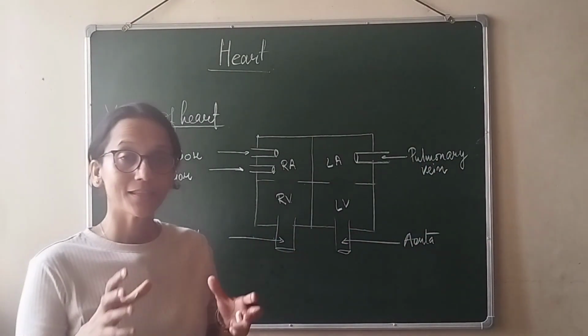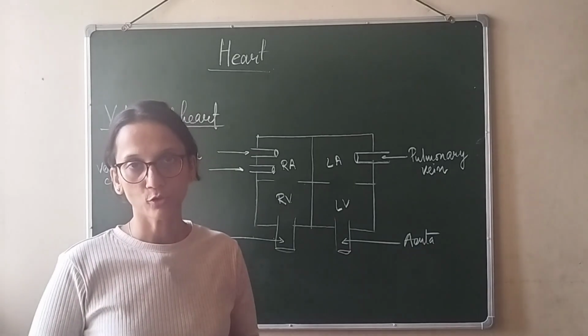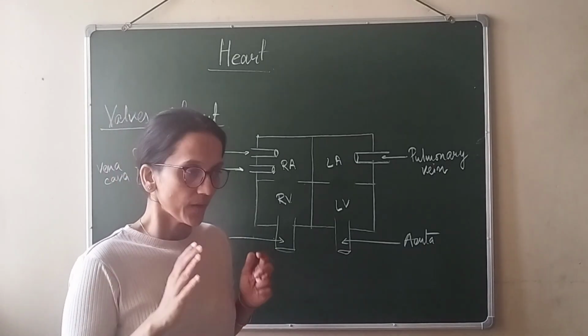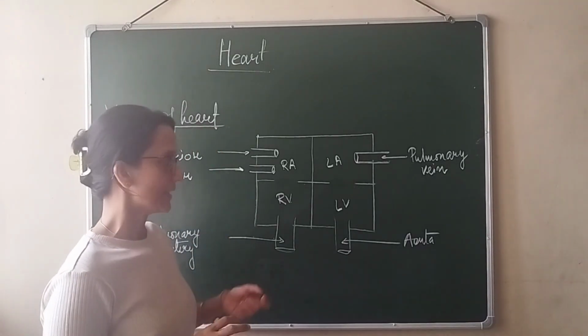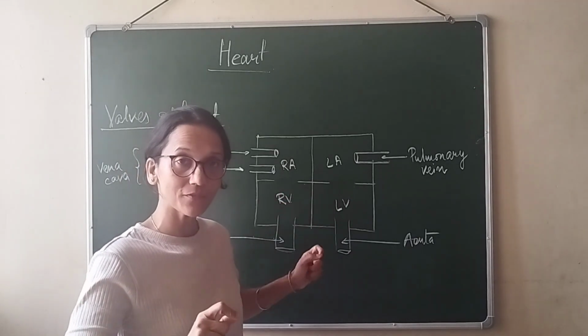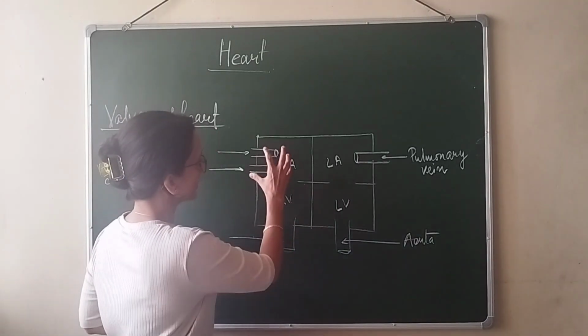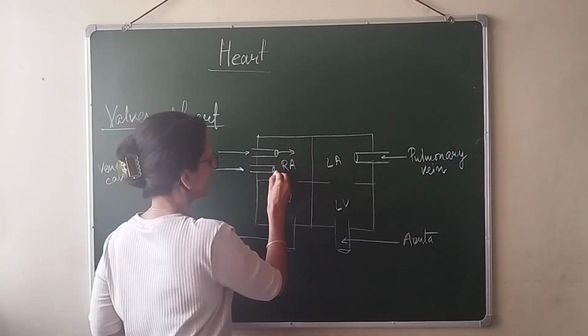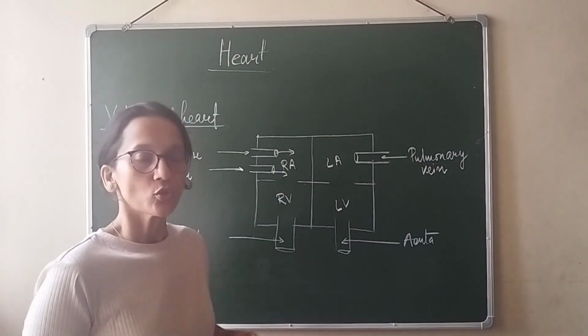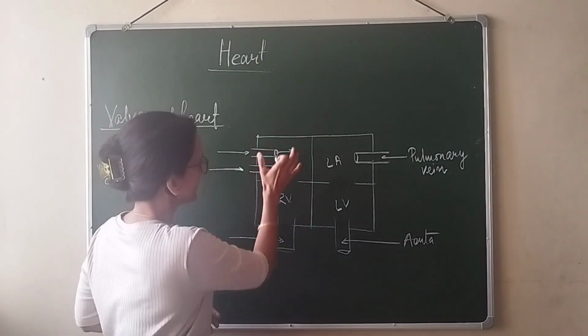Now let us discuss the valves and why there are valves also present in the heart. Remember, valves in the heart are present in specific locations, and there is a reason why. Imagine a condition when the blood gets collected in the right atrium. When it is getting collected, this is a chamber, right?